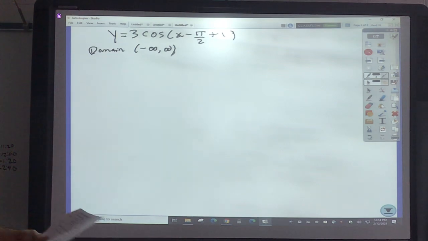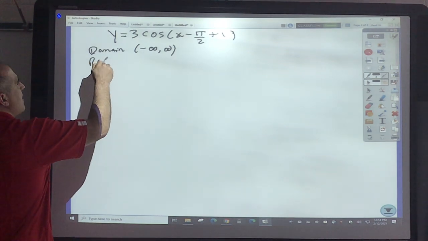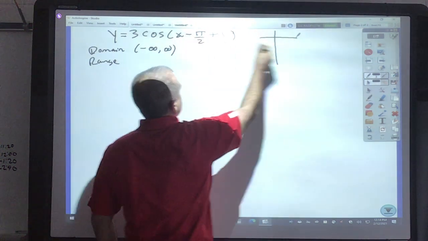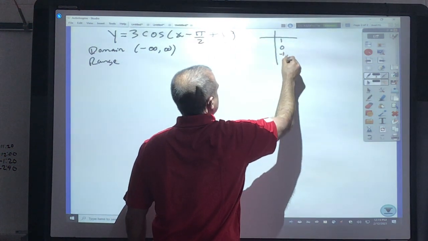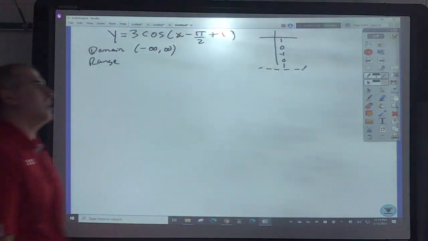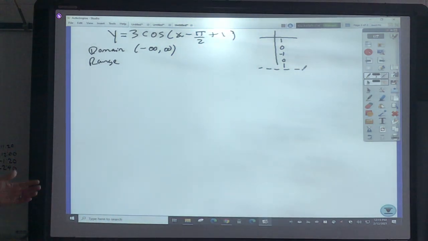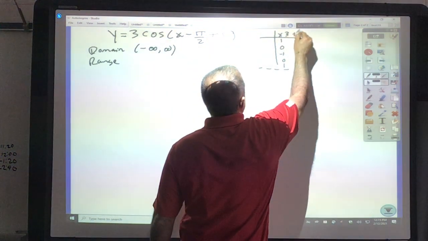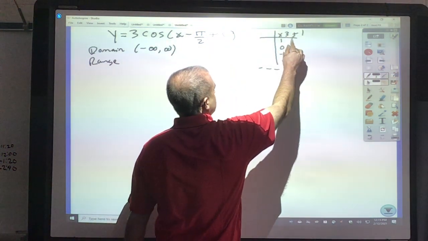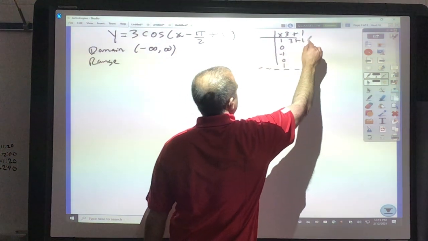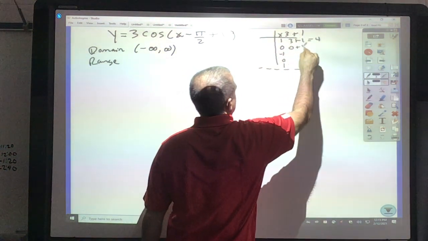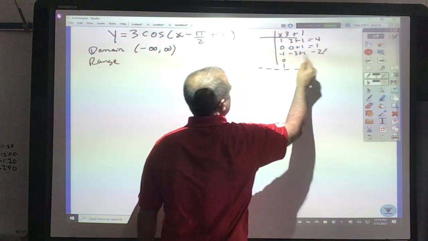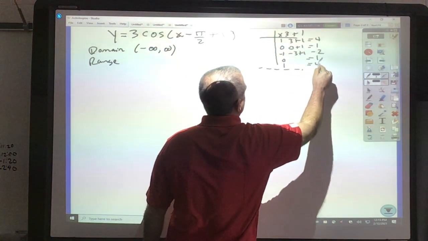That is easy. For the range, I'm going to use a table of values. For cosine, that would be 1, 0, negative 1, 0, 1. That's the traditional one. How would I change those? Times 3 and plus 1. So 3 plus 1 would be 4, 0 plus 1 would be 1, negative 3 plus 1 would be negative 2, then the same thing, 1, and the same thing, 4.